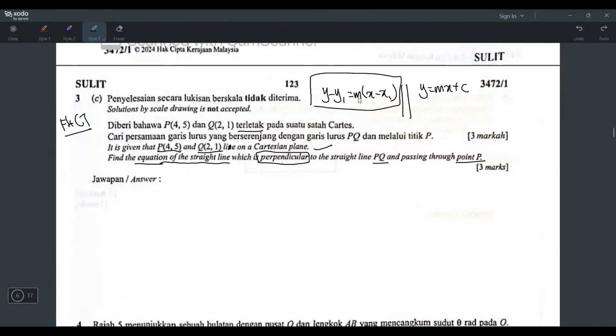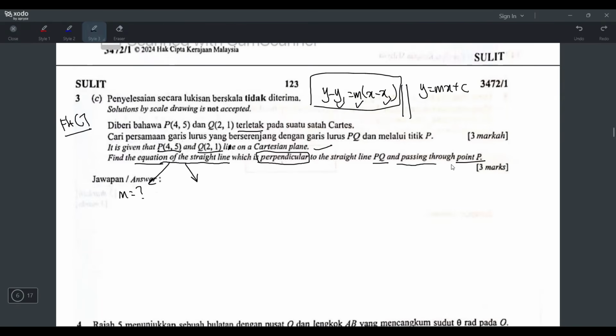If you want to use this formula, you need to have the M and the x1 y1. What is M? The gradient. So we need these two pieces of information. First, we need the gradient, and we don't have it because they never say it. Another thing we need is the x1 y1, which represents a point the line must pass through. It has to be an x coordinate and y coordinate, and you have to make sure the line passes through it. So you cannot simply take P or Q. You must take P, because they already said find the equation of a straight line which is perpendicular to PQ and passing through point P.